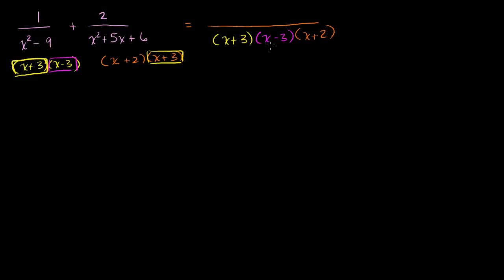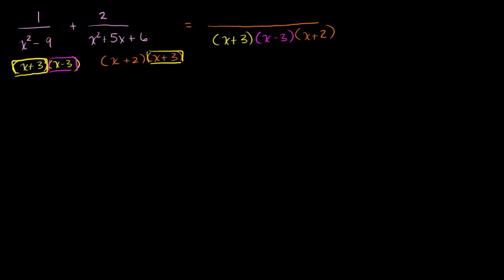Another way you could have thought about it is that it's going to have all of the factors of this one, x plus 3 times x minus 3. And then it also has to have all of the factors for this one. Well, we already have an x plus 3 there, so we only have to add on the x plus 2, and that saves us from multiplying both of these expressions together. This is the least common denominator. Now, if this is the least common denominator, what do we have to change the 1 by?